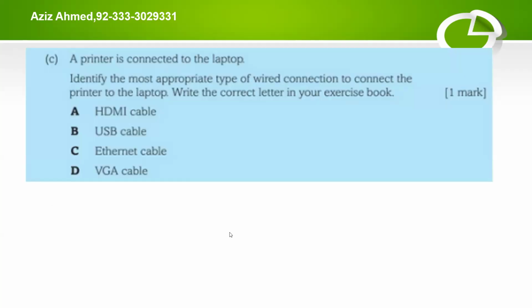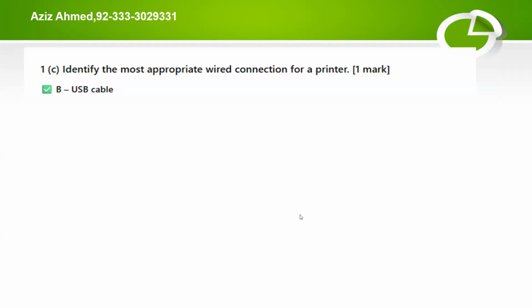Go through this one. Write in chat. It's B. So what do you select? B, USB cable. Okay, right.